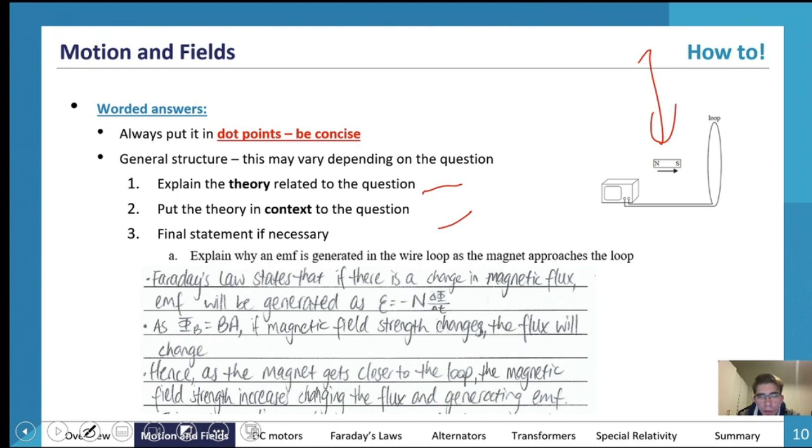As flux is equal to magnetic field strength multiplied by area, if magnetic field strength changes, the flux will also change. Hence, as the magnet gets closer to the loop, the magnetic field strength increases, changing the flux and generating EMF. Right? So you relate it back to the context of what you see.